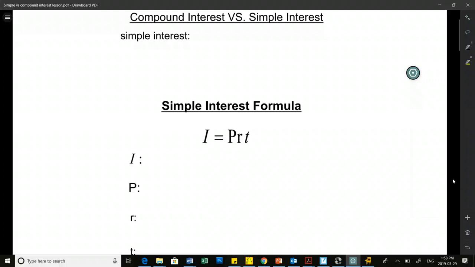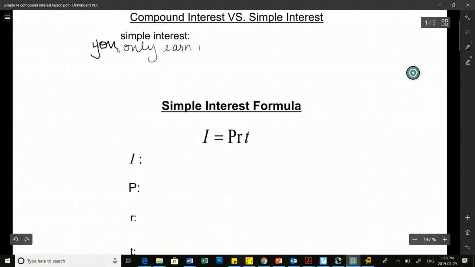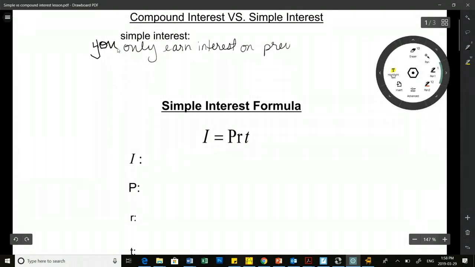So with simple interest, you will only earn interest on the principal amount, not on previous interest.